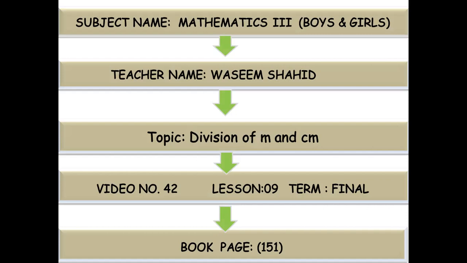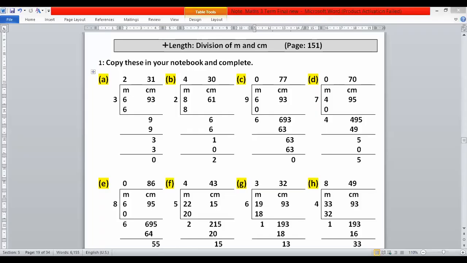This is our lesson number 9 of final term, and this topic is given in your book on page 151. Let us start from this page. The topic is about length, division of meters and centimeters. The statement of question 1 is: copy these in your notebook and complete. Write these sums in your copy and solve them in your notebook.